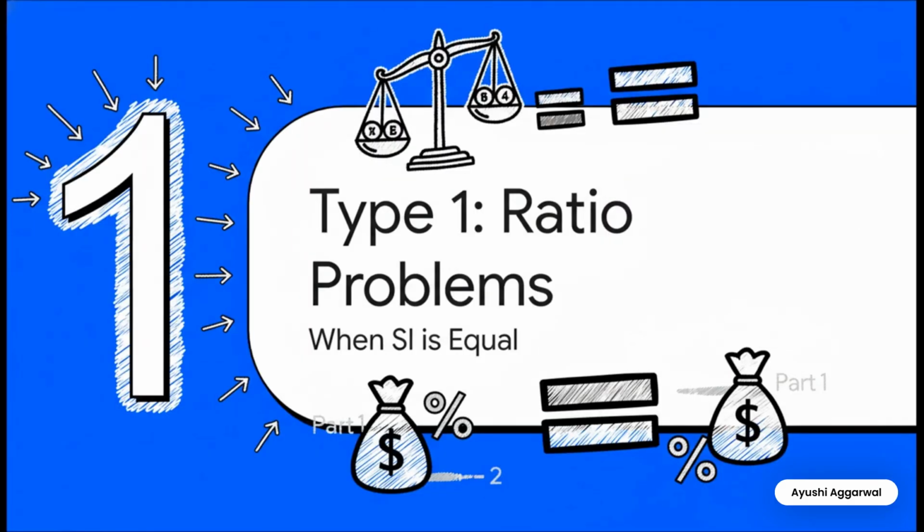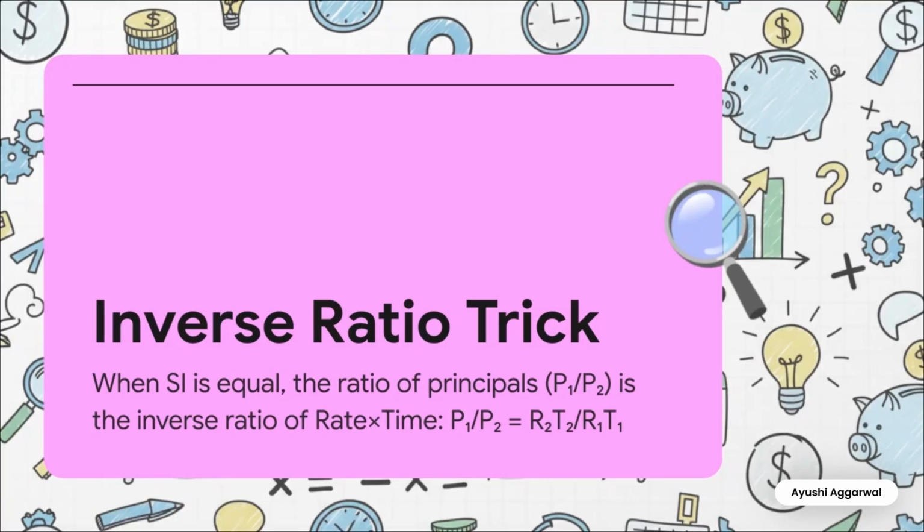All right, let's start with type 1, ratio problems. This is a classic exam pattern where a sum of money gets split into 2 parts, and the simple interest you earn on both of those parts happens to be exactly the same. And here is the secret sauce, the shortcut that saves you a ton of time.